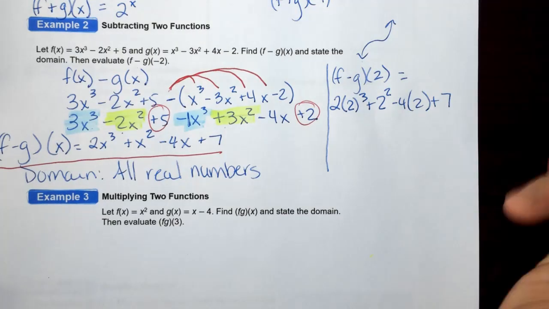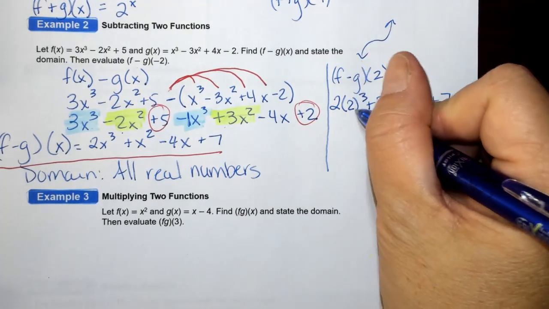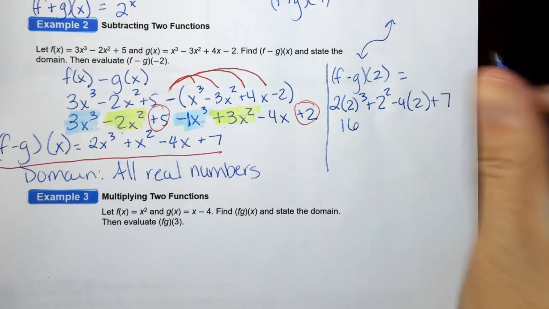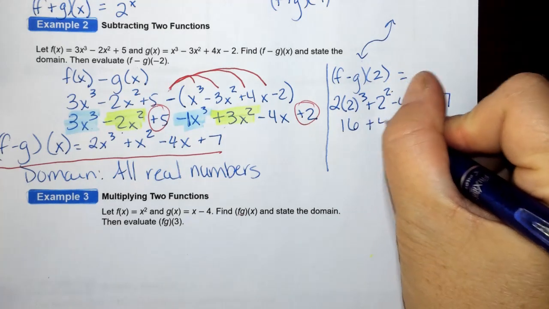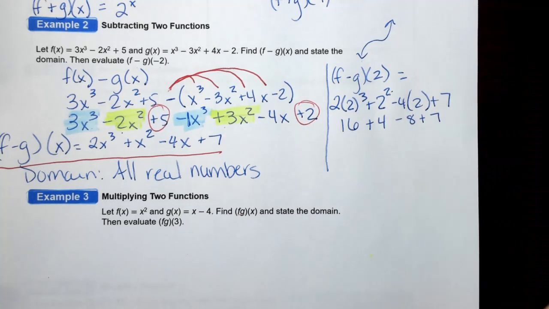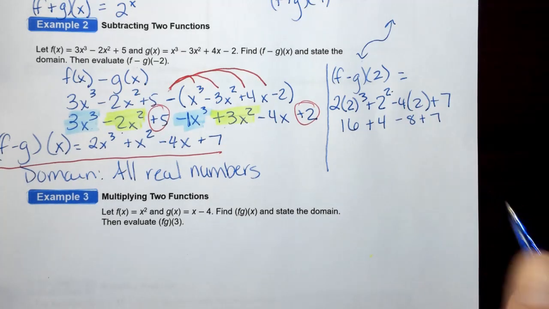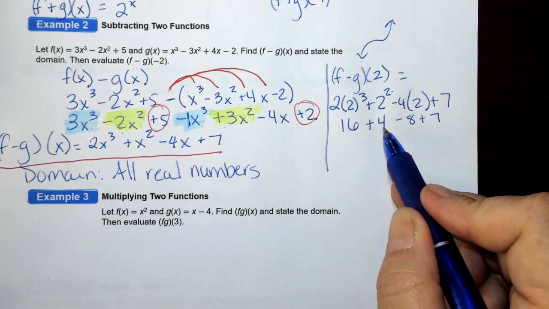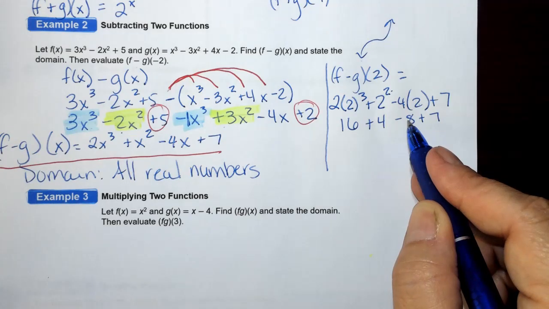And then you're just doing your order of operations. So 2 cubed is 8, 8 times 2 is 16, 2 squared is 4, 4 times 2 is 8, and then we're just going to add left to right. So 16 plus 4 is 20, minus 8 is 12.